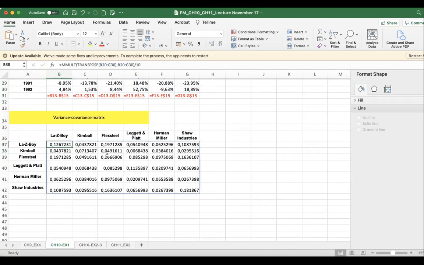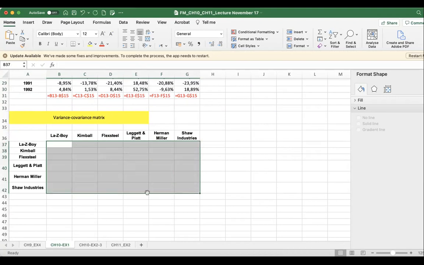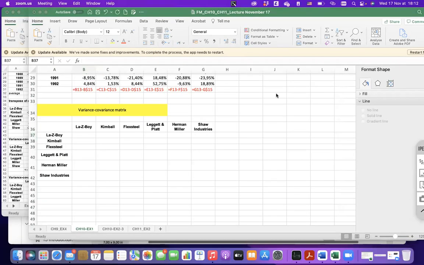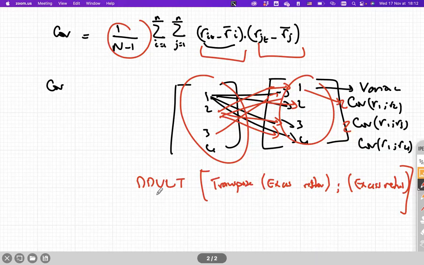Okay, let's repeat it together. So I will delete all these numbers. Now we want to find the variance covariance matrix between these 6 stocks. Remember, this is how we compute the variance covariance matrix, by multiplying the deviations or the excess returns of the different stocks. Here we have 6 stocks. So we are multiplying the excess return by the excess return of other stocks, which means we have to multiply the transpose of the excess return matrix by the excess return matrix.